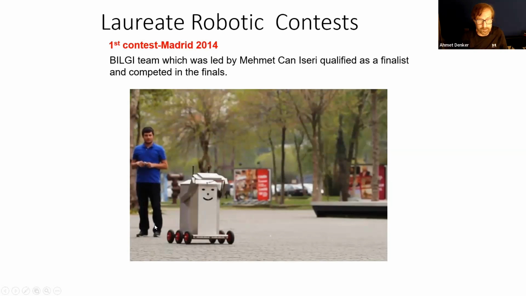So what type of robot is this now? This is a mobile robot. So what was the objective of this robot? This was designed as a guide robot.